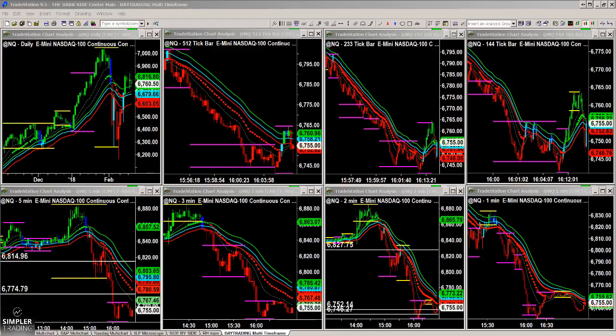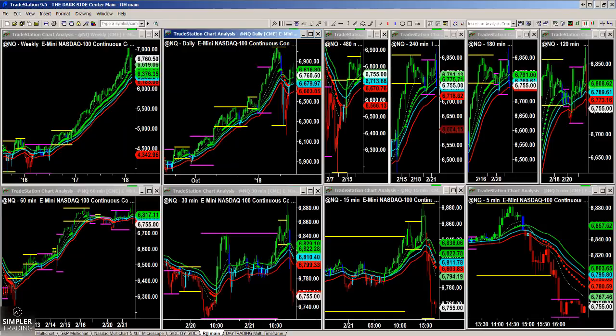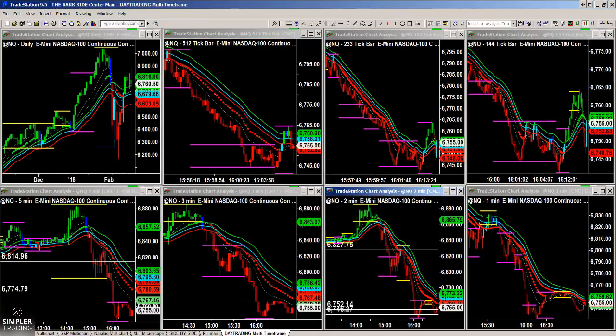And I want to step back for a minute and talk about the shift from my main multi-time frame view, which is what you're looking at right now: weekly, daily, 480, 240, 180, 120, 60, 30, 15, 5, over to the day trading multi-time frame, which is daily, 512, 233, 144 tick, 5, 3, 2, and 1.